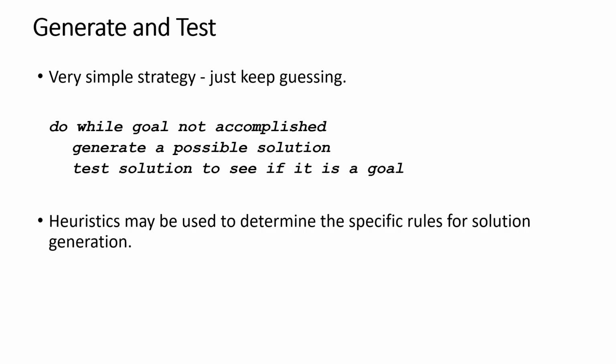This is a very simple strategy. According to it, first generate the possible solution. Second, test the solution against the goal. If the solution satisfies all the requirements, accept the answer. If the solution does not satisfy the requirement, generate another possible solution and repeat the process. The algorithm can be represented as: do while goal not accomplished, generate the possible solution, test the solution to see if it is a goal.